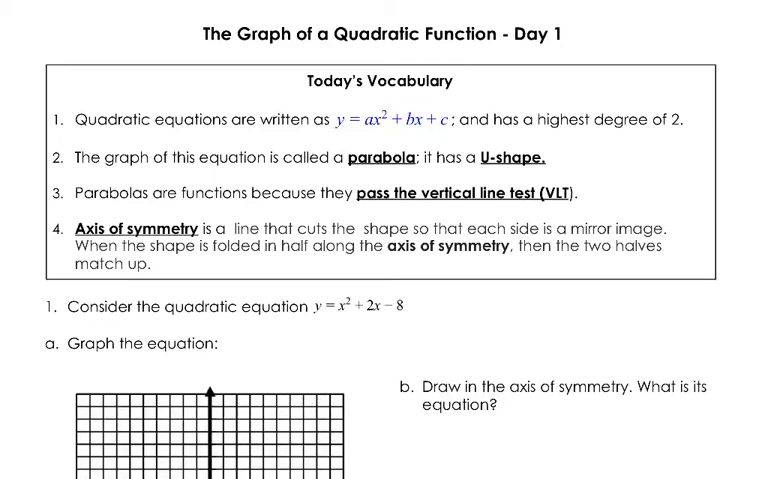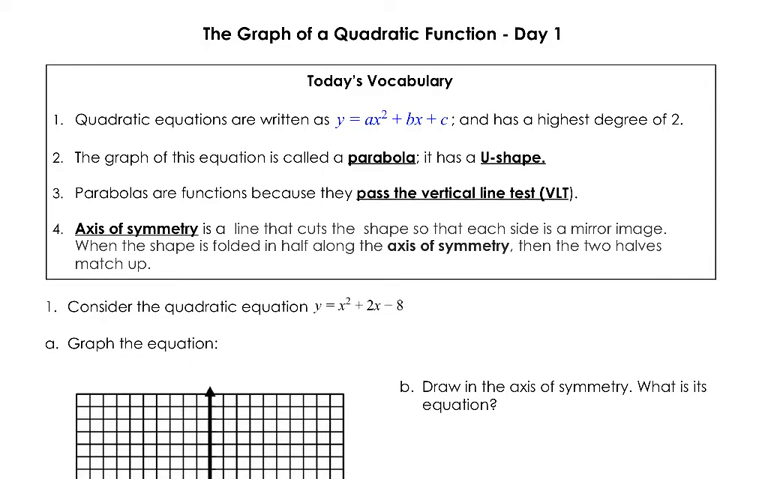Hello mathematicians. So we are starting our new unit on quadratic functions, unit number 7. We are on page 2 and we're starting with day 1, the graph of a quadratic function.